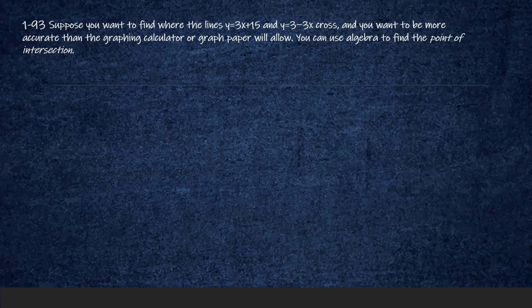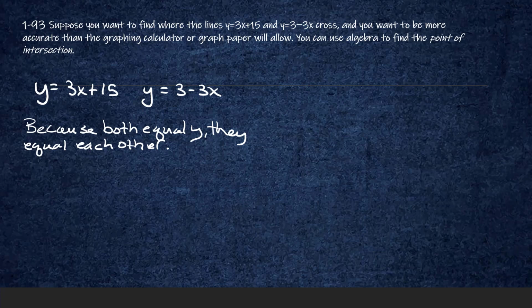1-93. Suppose you want to find where the lines y equals 3x plus 15 and y equals 3 minus 3x cross, and you want to be more accurate than the graphing calculator or graph paper will allow. You can use algebra to find the point of intersection. So the first thing I do is I write out those equations, and I notice that both of them equal y. So because both equal y, they equal each other. So I'm going to set them equal to each other: 3x plus 15 equals 3 minus 3x.